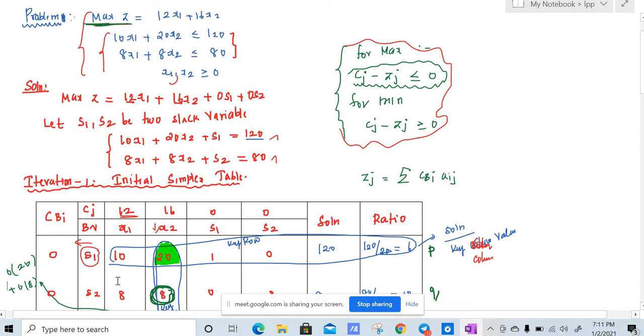Yes. Now we fill in the first constraint's coefficients. So 10, 20, 1, 0, because there is no s2 here, and the solution is 120. And here 8, 8, 0, 1, and the solution is 80.